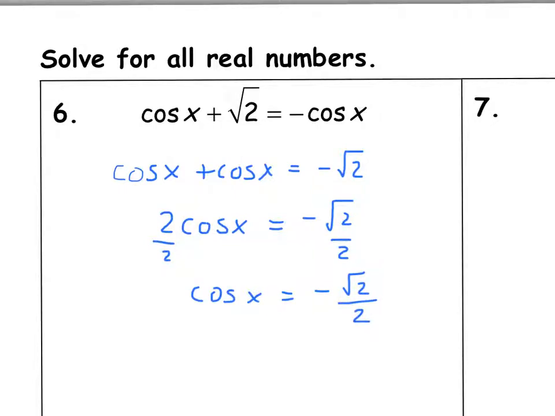Before we actually write the answers, I do want to point out to you the instructions. Solve for all real numbers. Now, how is that different from our previous one? The previous problem, we said between 0 and 2 pi, but not including 2 pi, because it limited the number of answers we have. Well, when I solve for all real numbers, there is no limit. That means there are an infinite number of solutions.